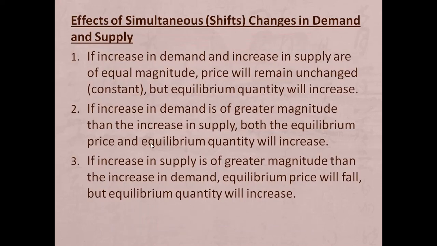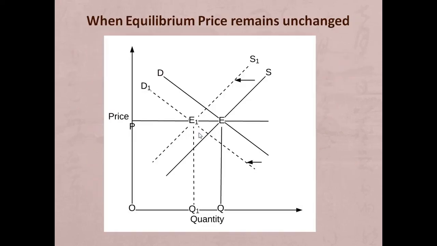Now let us see case number 2. If the increase in demand is of greater magnitude than the increase in supply, both the equilibrium price and the equilibrium quantity will increase. So if the demand is increased by, let us suppose, 2% and the supply is increased by 1%, here we can see that the magnitude of change in demand is higher than the change in supply, isn't it? So at this point of time, both equilibrium price and equilibrium quantity will increase.